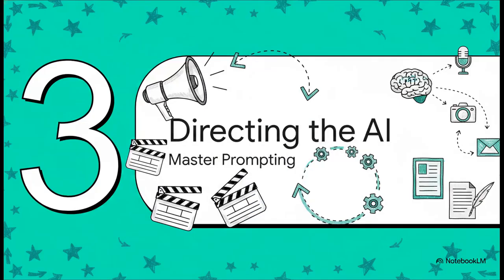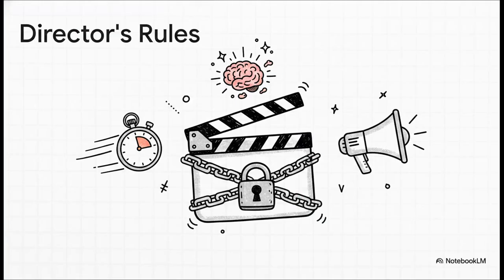Step 3, directing the AI through master prompting. So, the crucial point is, to get the absolute best results, you've got to move from just clicking buttons to acting like a true auteur director. You have to feed the AI strict, uncompromising constraints so your business videos don't end up looking like, well, boring corporate slides. Look at these rules sourced from a brilliant Reddit master prompt.